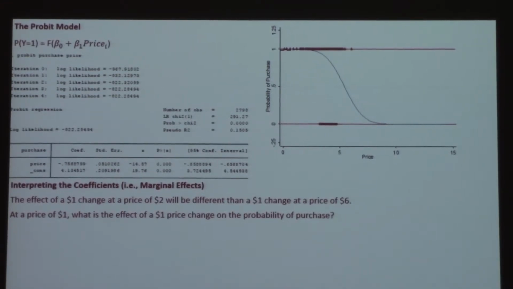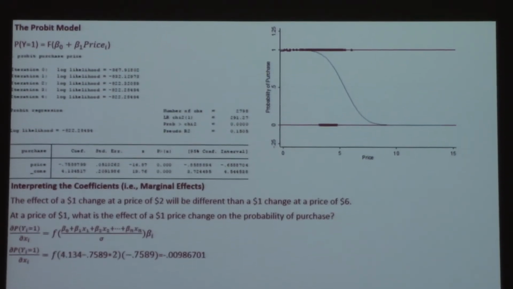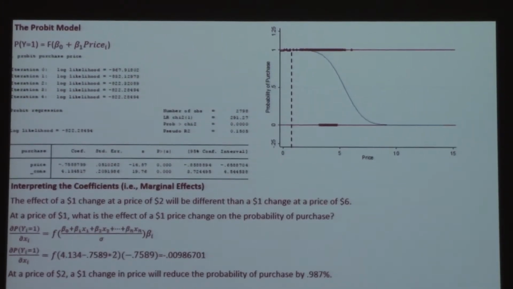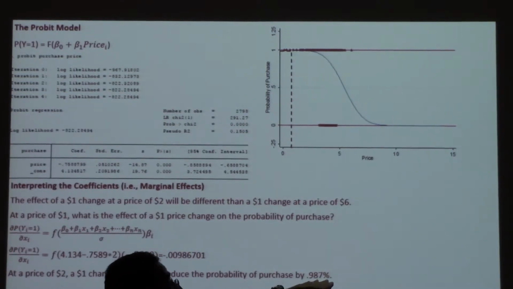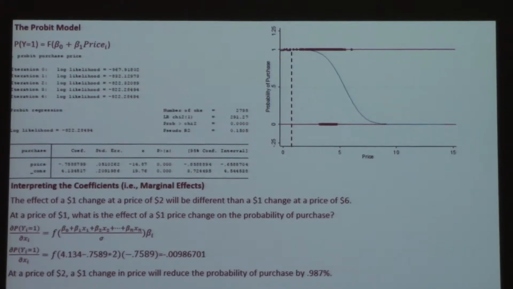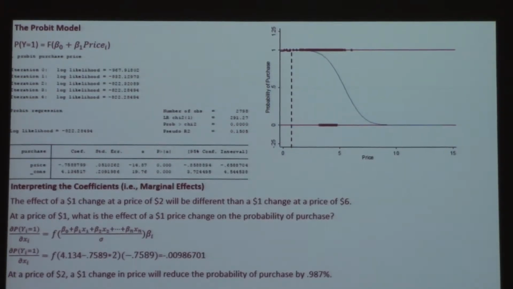At a price of $1, the effect of a $1 change on the probability of purchase would be that, which would be there. So there's a price of $1. The probability of purchasing is really high. At a price of $1, you're pretty certain to buy. Not 100%, but you're almost certain to buy. You're real close to 100%.